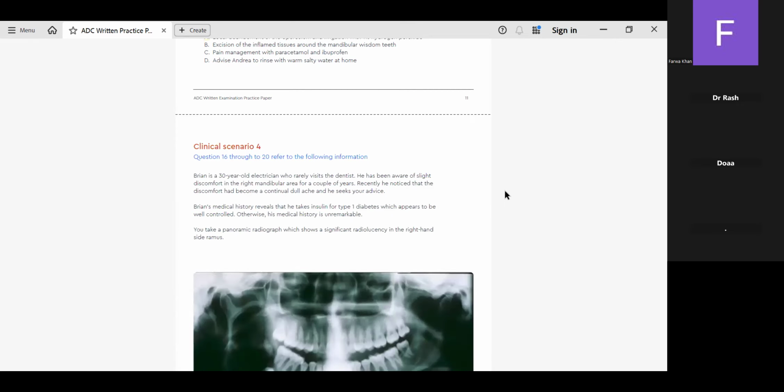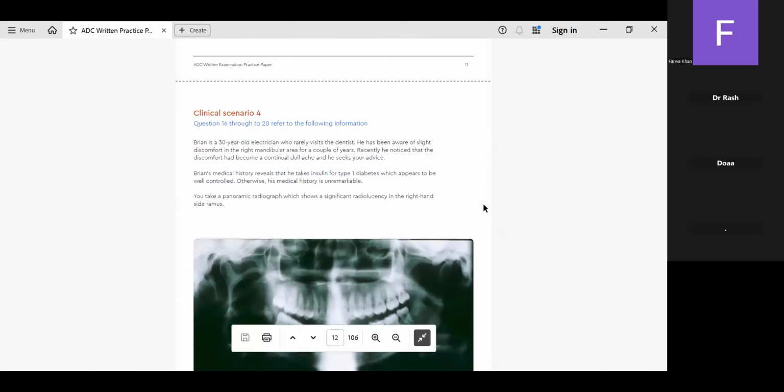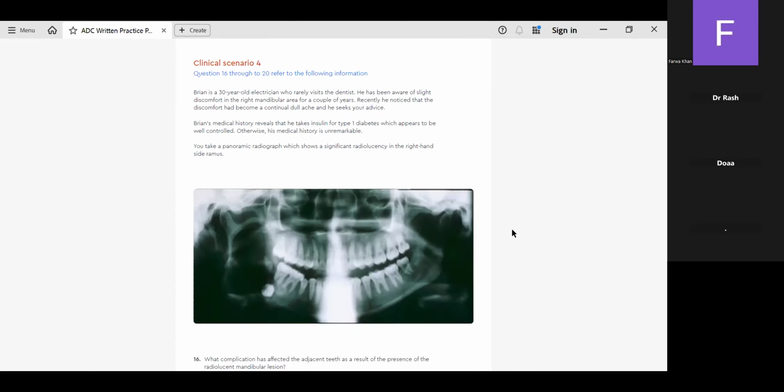Now you have Brian, a 30-year-old electrician who rarely visits the dentist. He has slight discomfort in the right mandibular area, a continuous dull ache, and he seeks your advice. He takes insulin for type 1 diabetes, which is well controlled. You took a panoramic radiograph, OPG, and that's here.